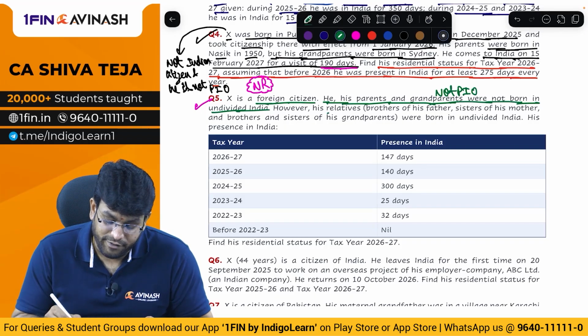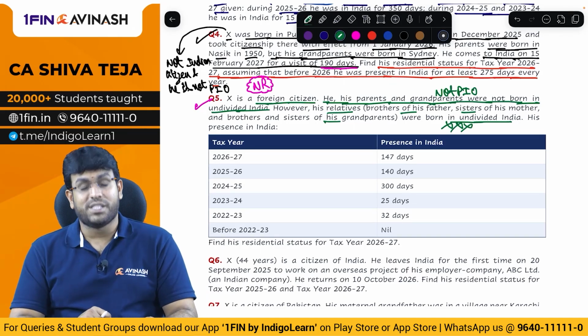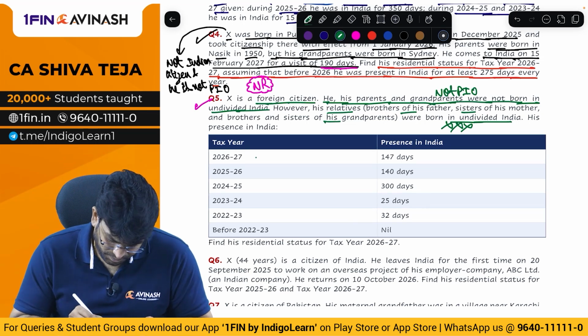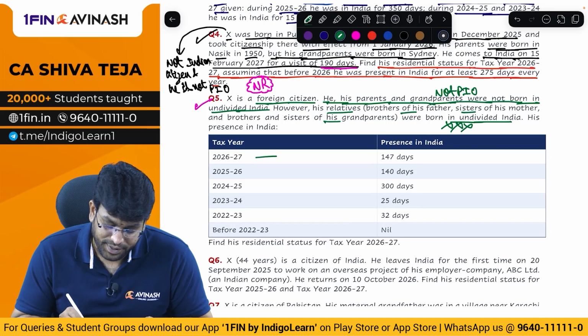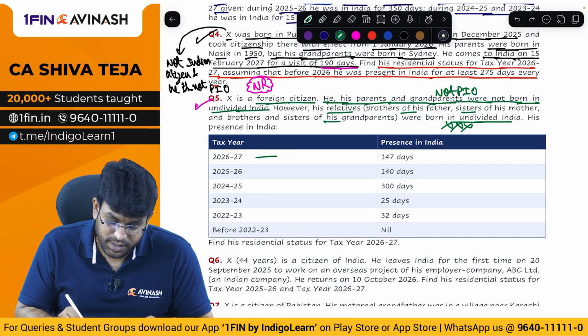However, his relatives, brother, sister, mother, all were born in undivided India. All that is irrelevant for me. Because what is relevant is only himself or parents or any of his grandparents were born in undivided India. See next. During 26-27, how many days is he in India, my dear friends? He is in India for 147 days.